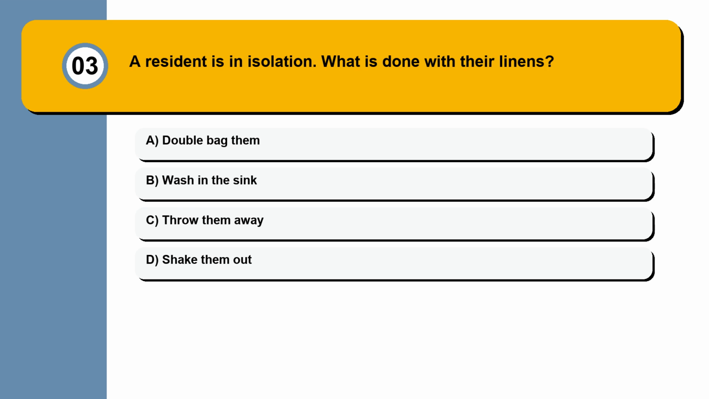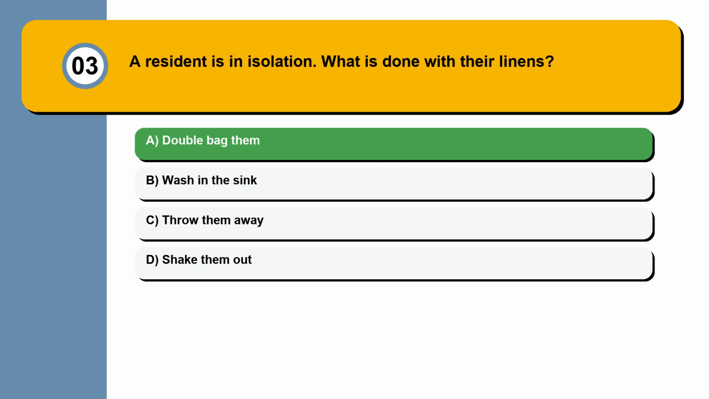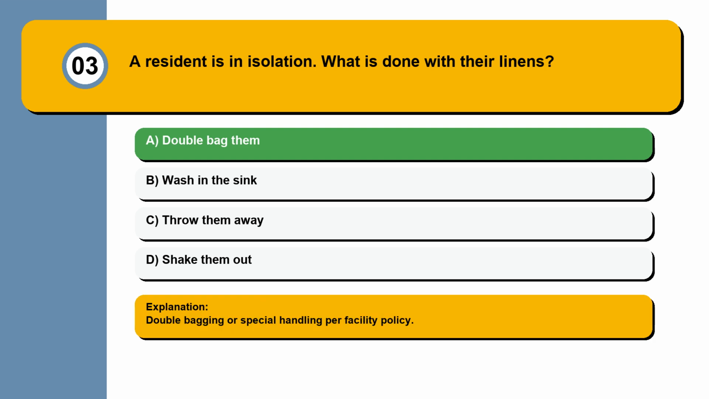Question 3. A resident is in isolation. What is done with their linens? Double bag them. Wash in the sink. Throw them away. Shake them out. Double bagging or special handling per facility policy.